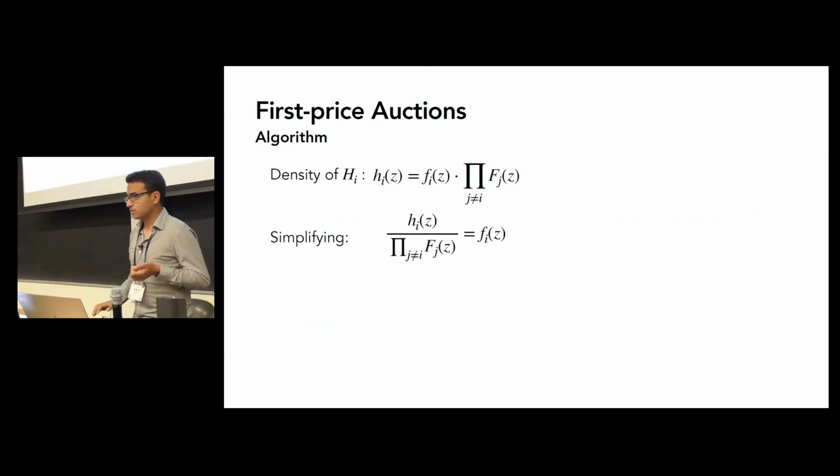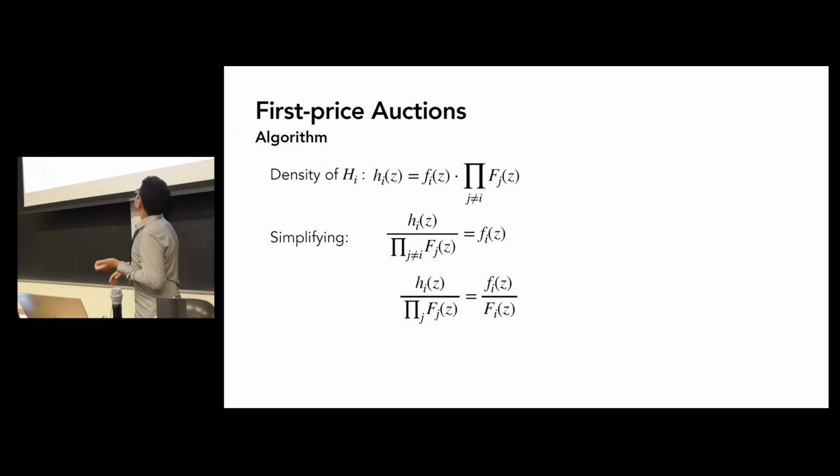We'll rearrange it in a pretty simple way. Just divide both sides by this product of CDFs, and then divide again by the CDF of just the agent I. So what we end up with on the left-hand side is H sub I divided by this product of all of the agent CDFs. And on the right-hand side, we have a quotient of the bidder's density and their CDF.